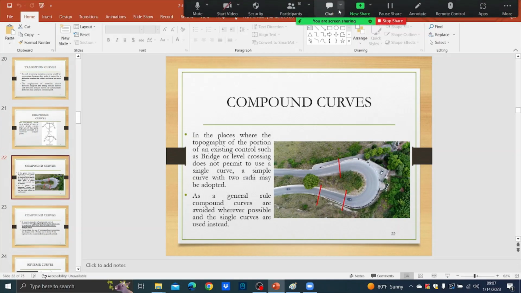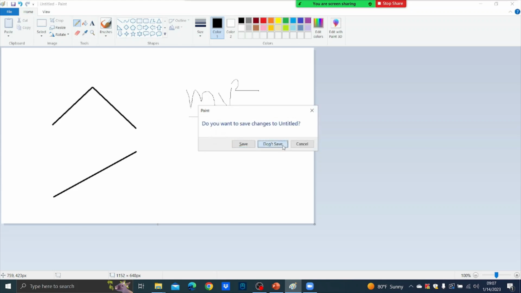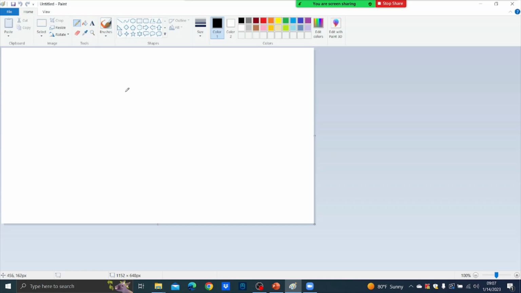So I'll show you. Now, what they are telling is like this. Just think there is a bridge here. Okay, I'll draw properly. Just think that there is a bridge here. Okay, now just think, you want to have a curve, and what is your condition? Definitely it has to go in the center of this bridge.